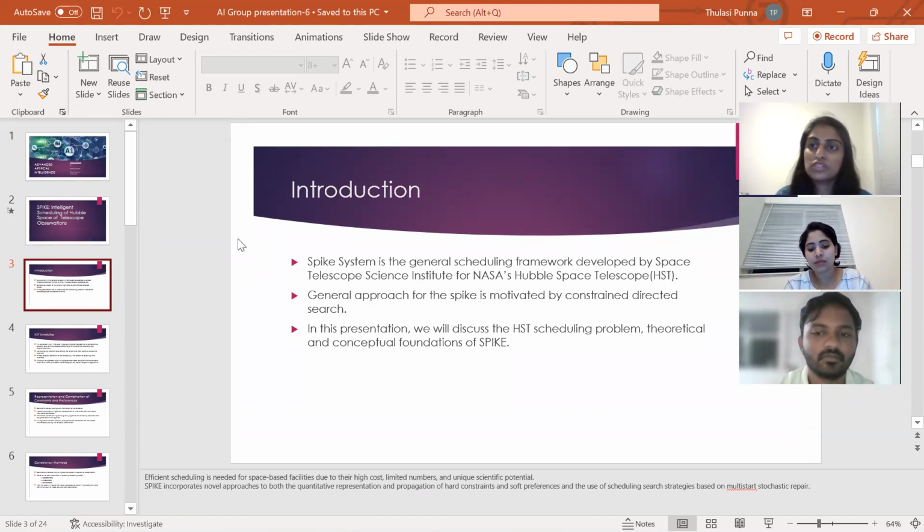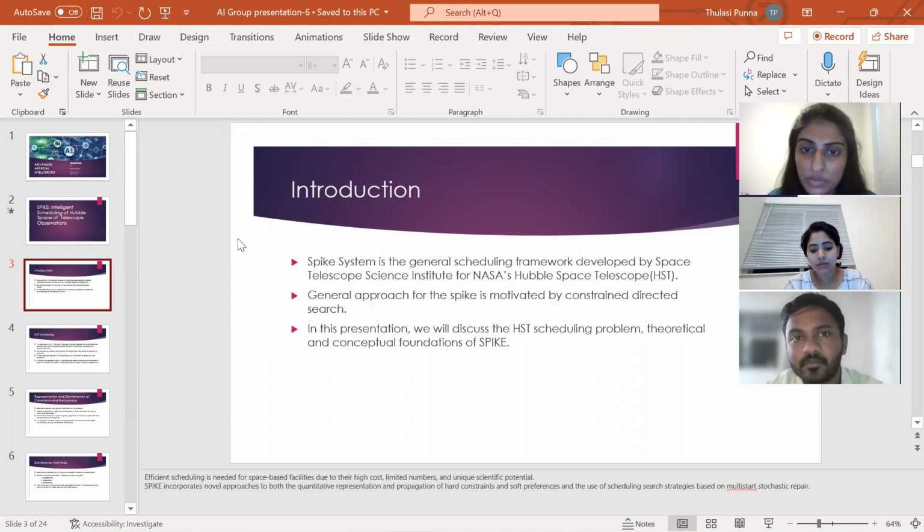So the general approach for SPIKE is motivated by constraint-directed search. In this presentation, we'll further discuss the HST scheduling problem and the theoretical and conceptual foundations of SPIKE. SPIKE incorporates novel approaches, both qualitative representation as well as propagation of hard statistics. Efficient scheduling is needed for space-based facilities due to the high cost, limited numbers, and unique scientific approach.